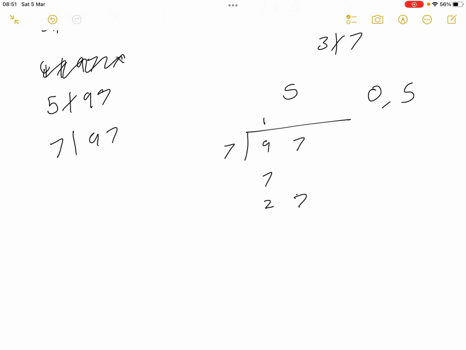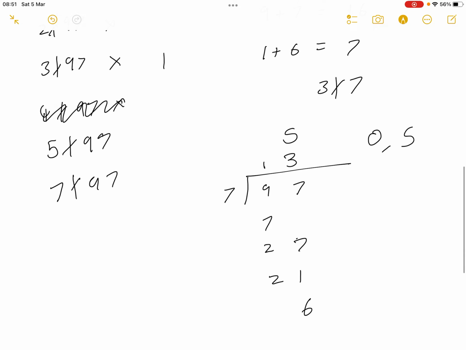And we can do, what is it, 21, which is 3 times 7. And if we take it away, we get 6. Now, obviously 7 doesn't divide 6. So we see that 7 does not divide 97.